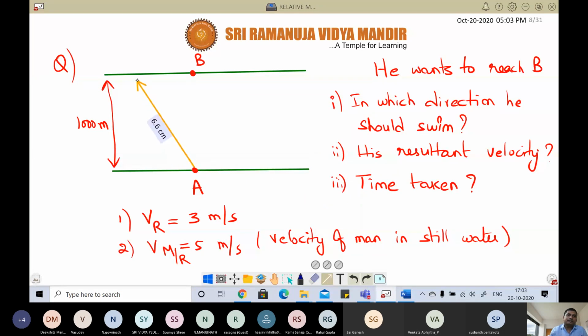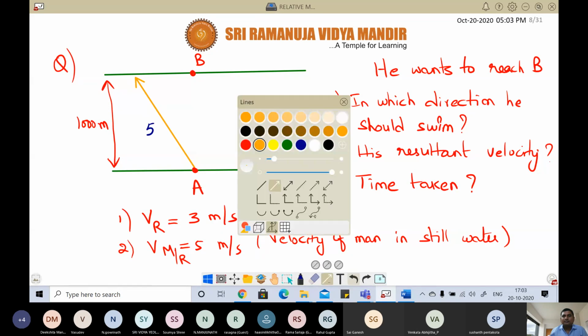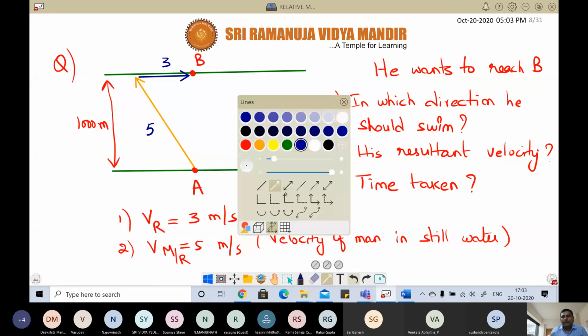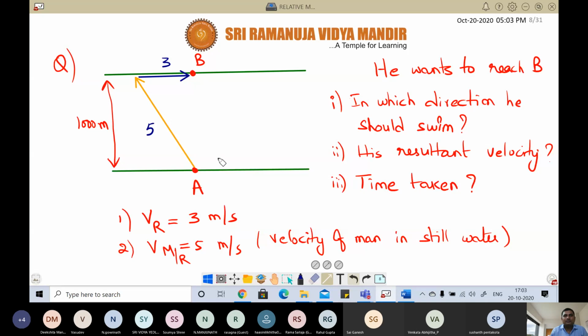Your effort is in this direction. That is how much given? 5 meters per second. So put that value. Now river velocity is how much? 3 meters per second. That is in which direction? Right side, sir. Right side, like this. So you put 3 here. Now finally, you are reaching here only, correct or not?